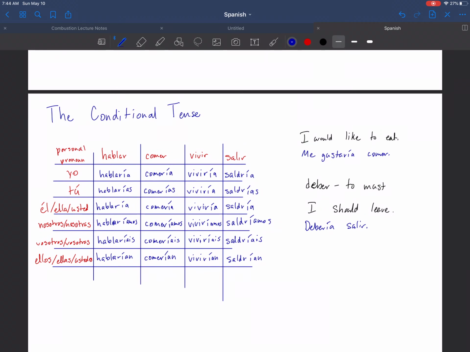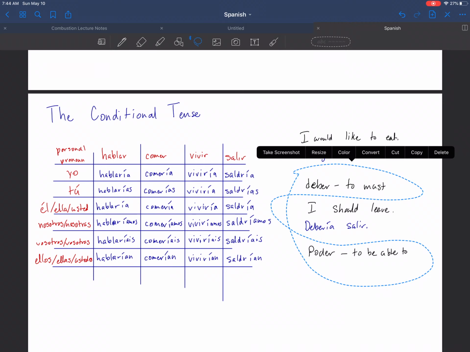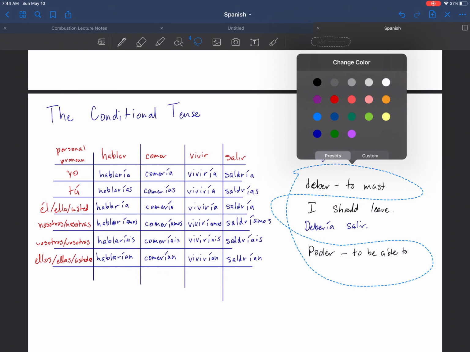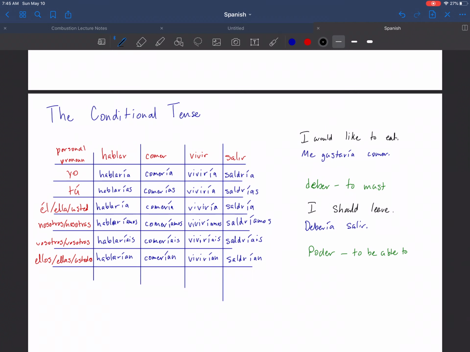Again, it's the same type of thing with I could, right? The word poder is to be able to. But when you want to say I could do something, or could you do something for me, you would say podría. So like I could. Let me see. Could you go to the store? ¿Podrías ir a la tienda? ¿Podrías ir a la tienda? Could you go to the store? You know, so that's to be able to.